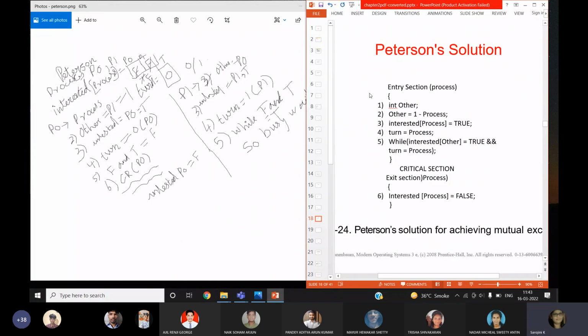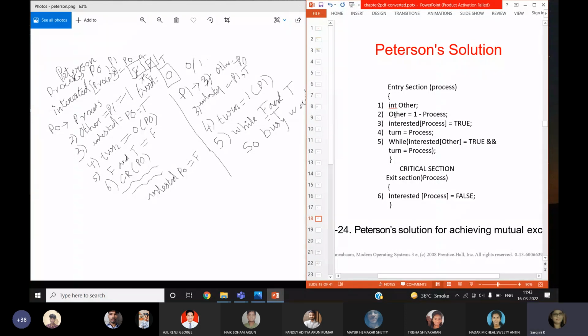So first we have taken two processes P0, P1. Interested process is a variable which is a Boolean variable. Here the process can be either 0 or 1. Process equal to 0 denotes process P0, process equal to 1 denotes process P1. Initially, we assumed that interested of process for both the processes P0, P1 are false.